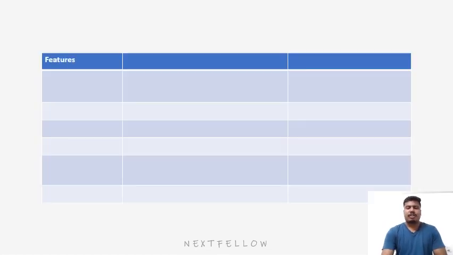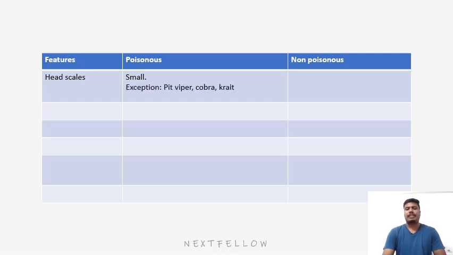So now we will learn the difference between poisonous and non-poisonous snakes, or venomous and non-venomous snakes. The first difference is in the head scales. The head scales of poisonous snakes are small, but there are a few exceptions like the pit viper, cobra and krait. Pit viper have a heat sensing pit anterior inferior to the eye, at the head. Cobra have the third labial which touches the eye and the nasal shield. And in krait they have only four infralabials and the fourth one is the largest. The non-poisonous snake has large head scales.